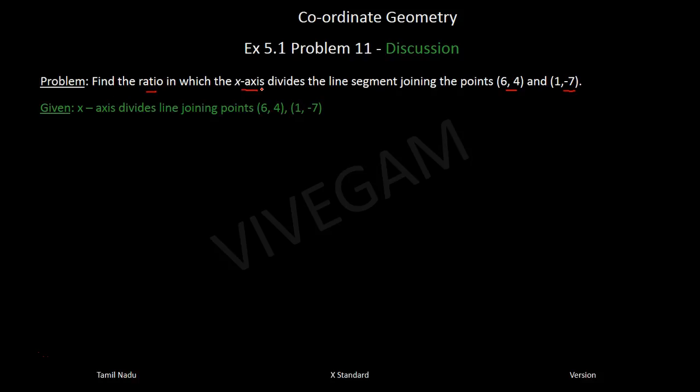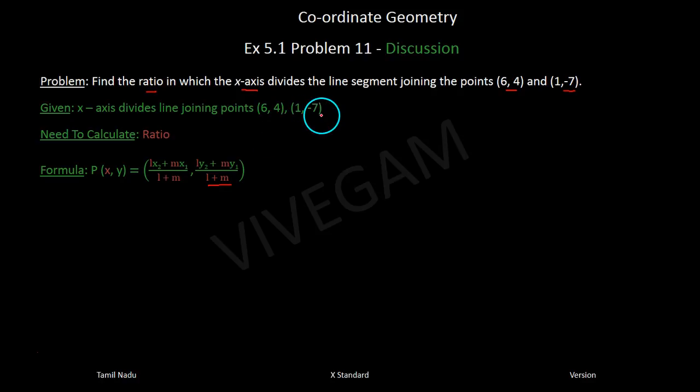So let's write what's given. X-axis divides (6, 4) and (1, -7). We are asked to find the ratio. The formula is the same formula, but please note I made this green because the point P is lying on the x-axis, so y is 0. X I don't know, I need to calculate, but this is 0 and we know the 2 points, so we can find this part of the y-coordinate of P. This is x1, y1, x2, y2, and let the ratio be L and M, and you can calculate this y-coordinate and equate it to 0. You will be able to find L by M. That is how this problem needs to be worked out.